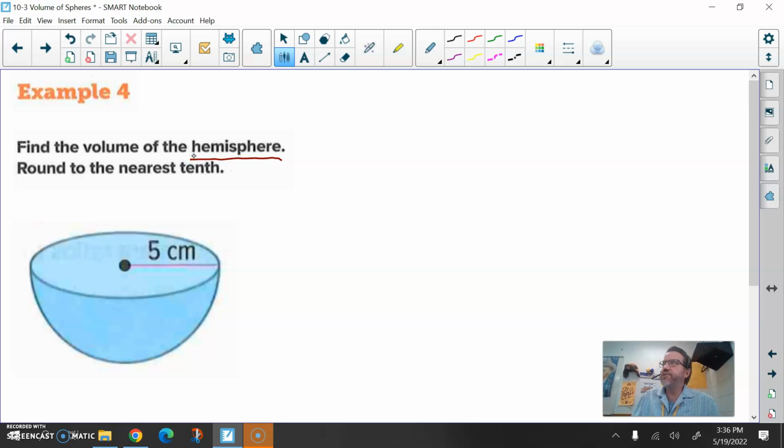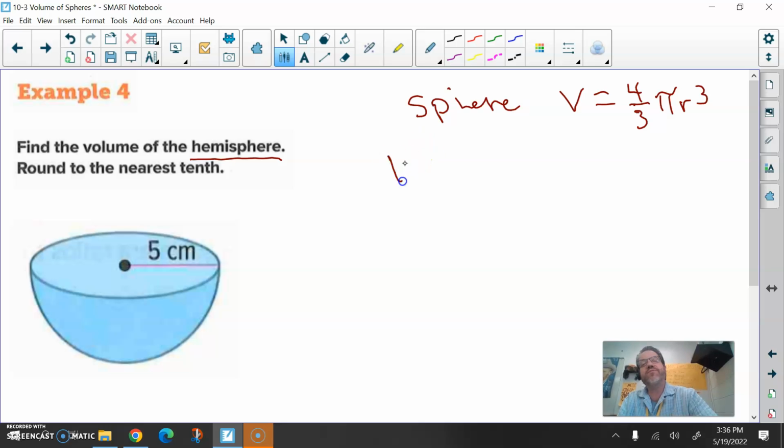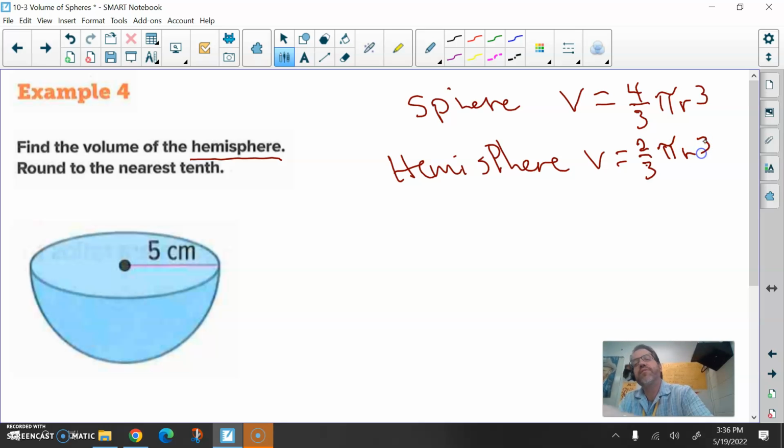This time it's not an entire sphere, it's just half of a sphere. And so to find the volume of a sphere, we take volume equals 4/3 times pi r cubed. That's for a sphere. If you only want half of that for a hemisphere, then what you can do is take half of this. Instead of 4/3, use 2/3, and then take that times pi r cubed. And that'll give you half of the sphere.